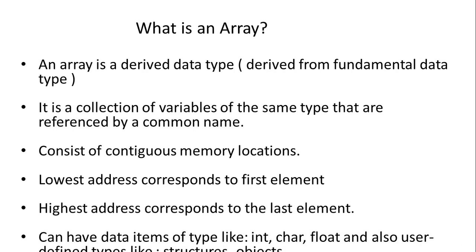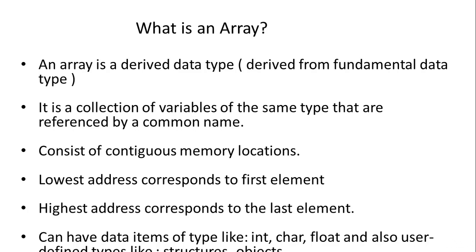An array is a collection of variables of the same type that are referenced by a common name. So it's an important point here, same type. It's a collection of variables of same type. For example, if it's integer, all the variables should be integer.